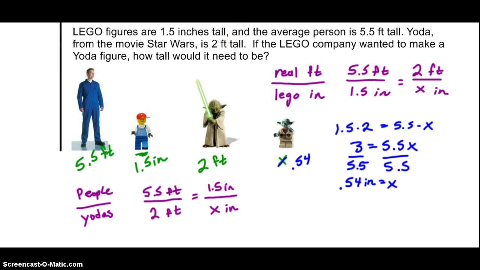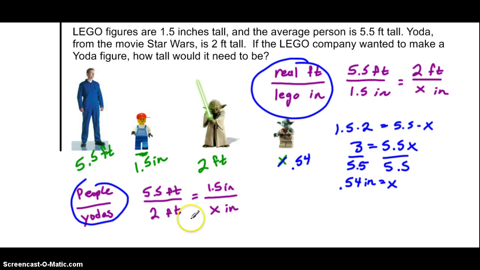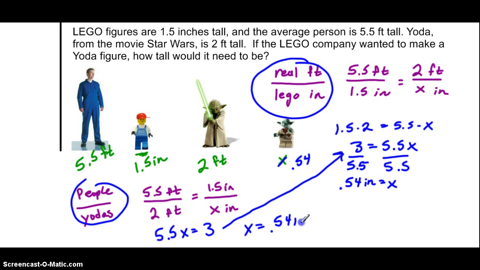And the nice thing about this is it doesn't matter how you set it up, whether you set it up this way or this way, because if we go ahead and cross multiply, or I don't really like that word, if we simplify this, we get 5.5x equals 3, which is the same exact thing we had up here. Either way, you'll get x equals approximately 0.54 inches for this little Yoda figurine.